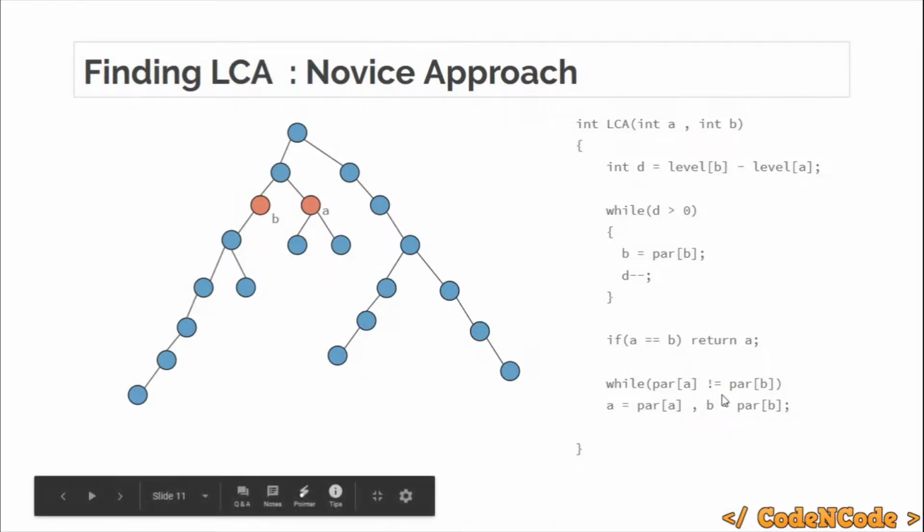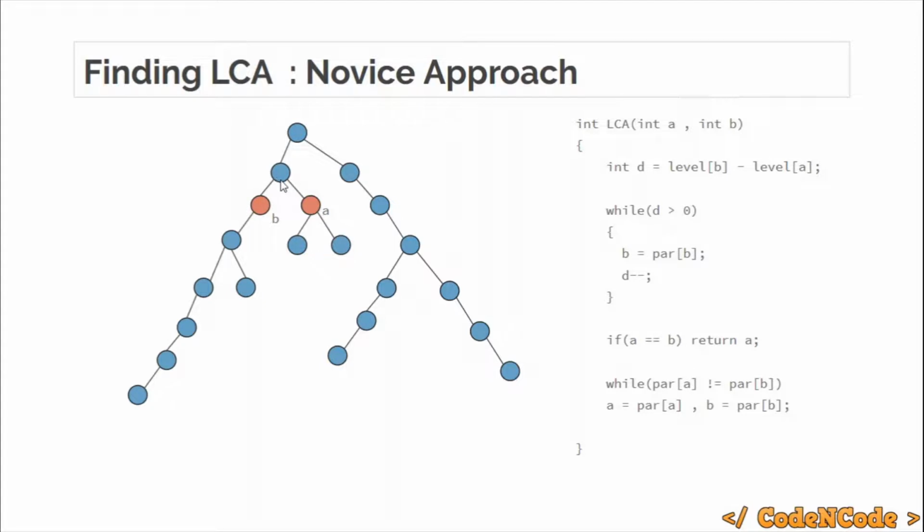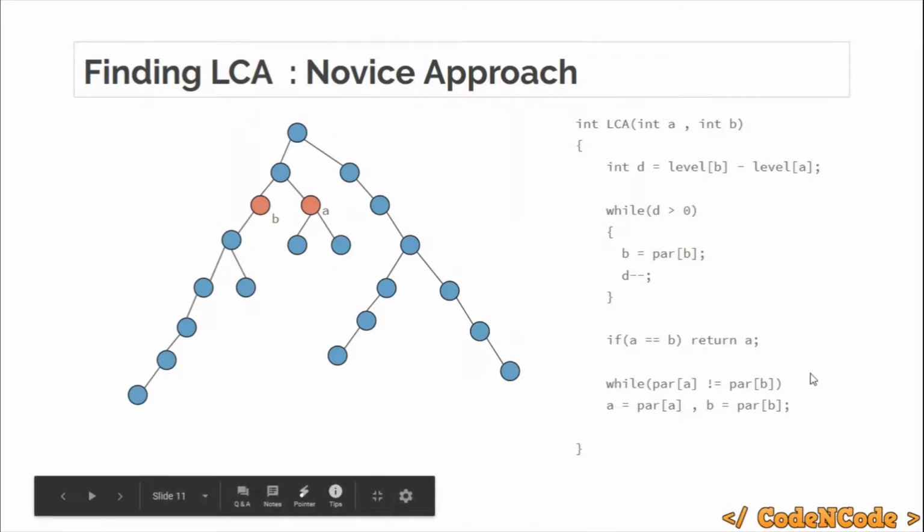Now see, again we would check whether parent of A is equal to parent of B or not. Now parent of A is equal to parent of B, which means their parent is actually their first ancestor which is common to both, and hence their parent is equal to their LCA. So now we would come out of this while loop and simply return either parent of A or parent of B.